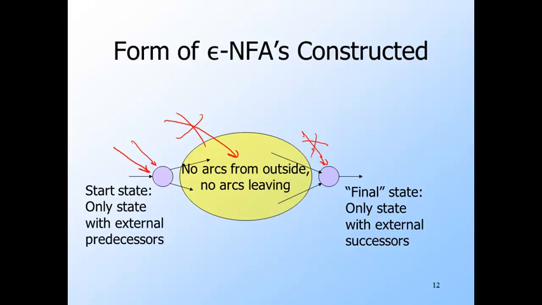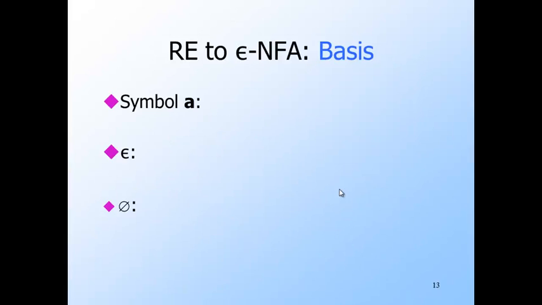Similarly, we never have an arc from any of these states except the final state to someplace on the outside. So you can't install some arc leaving like that. And notice that we put quotes around the term final in final state, because although this state is final if this is the entire automaton that we construct, if it's a piece of a larger automaton, then the final state will no longer be final in the larger automaton. Okay. The induction is on the number of operators in the regular expression.